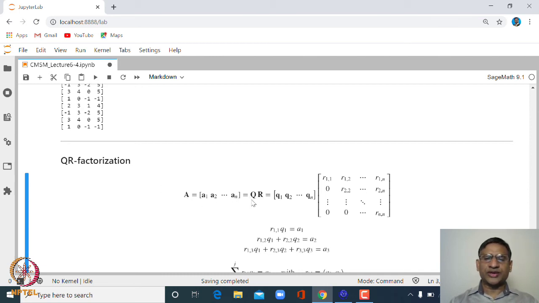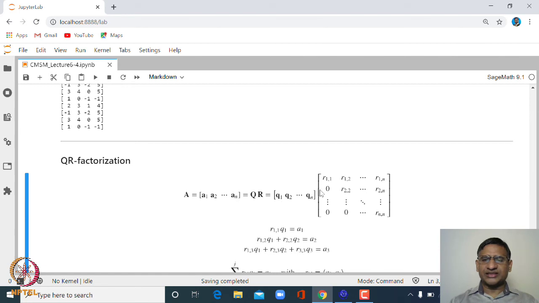Now suppose Q is given by the column matrix Q1 to Qn, and R is given by R11, R12, R1n, 0, R22 and so on. Then you can easily multiply these two matrices Q and R and then equate both sides. When you multiply by the first column, you will get R11 times Q1 is equal to A1, and if Q1 is orthonormal, you will get what R11 should be. R11 will be nothing but the norm of A1.